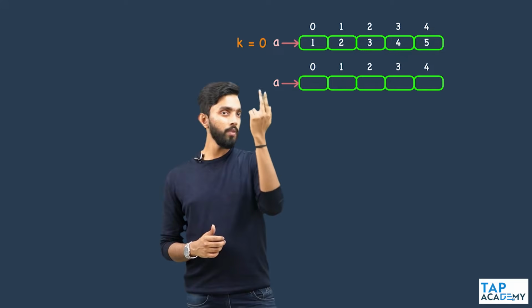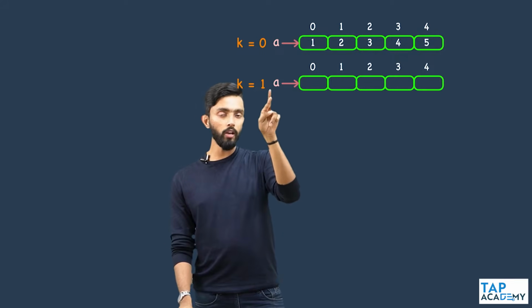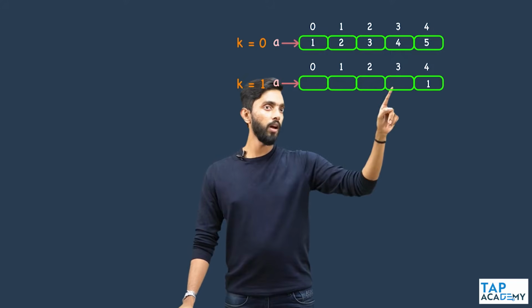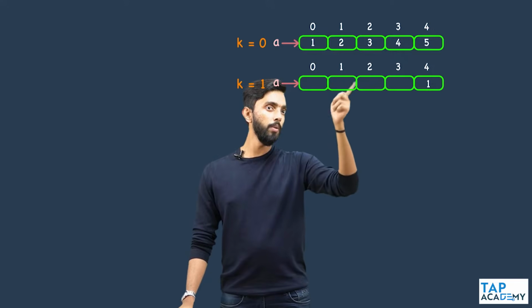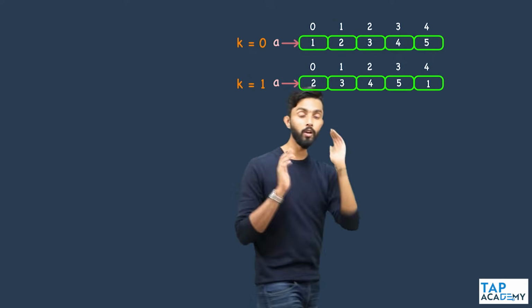Now let us assume k is 1. 1 means I am rotating the array once. If I rotate it once, how will it look like? Very simple. First element will come to the last, rest everything will be pushed one position to the left. So 2, 3, 4, 5, 1. This is how it looks when you rotate it once.